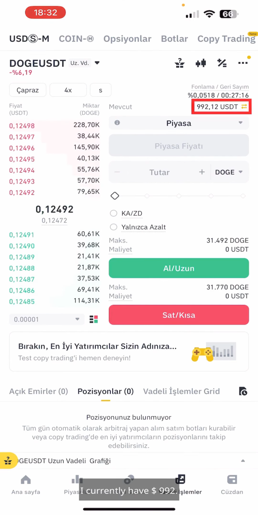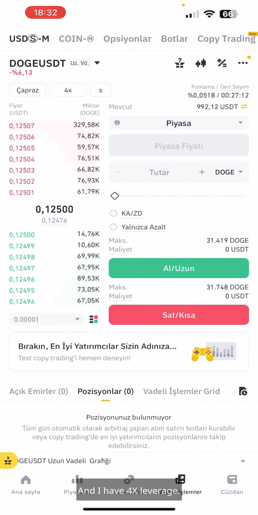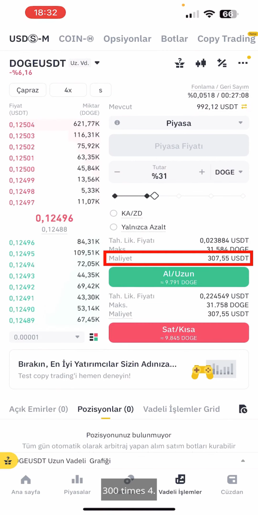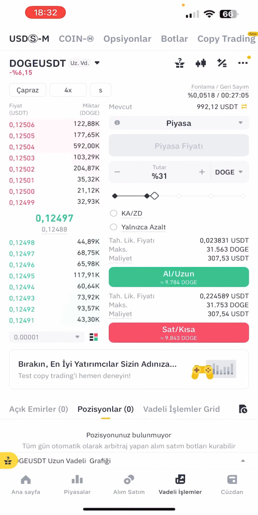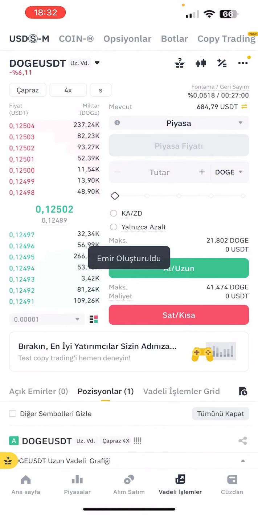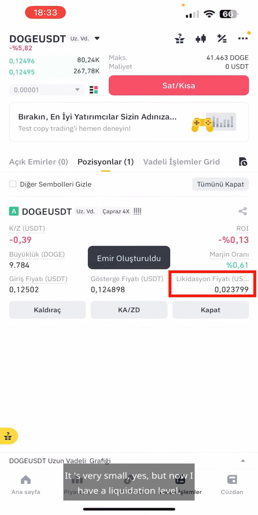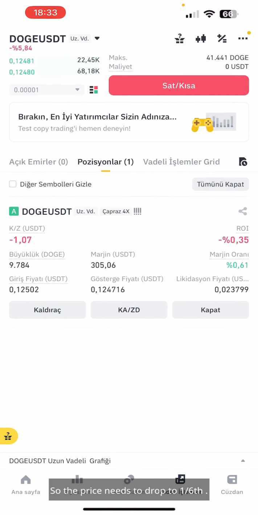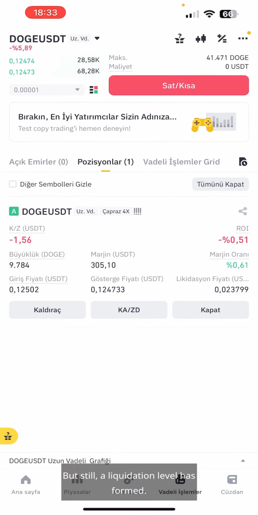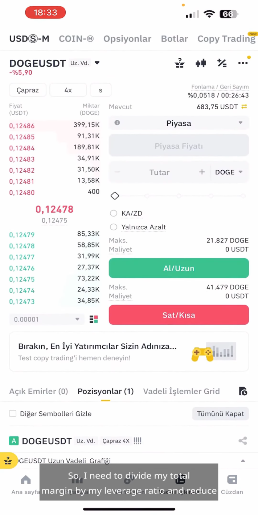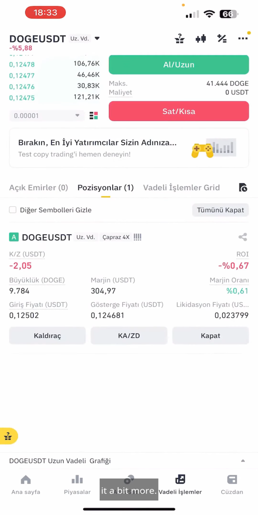I have a direction. I currently have 992 and I have 4x leverage. If I open a $300 position, 300 times 4, I actually have $1,200 in leverage. And now I will have a liquidation price visible. Even if it's low, it will be visible. Look, I said buy. Now I'm going down. Look, do you see? It's very small, yes, but now I have a liquidation level. My liquidation price is 0.02. So the price needs to drop to 1/26, almost. But still, a liquidation level has formed. This is how the logic works. So I need to divide my total margin by my leverage ratio and reduce it a bit more.